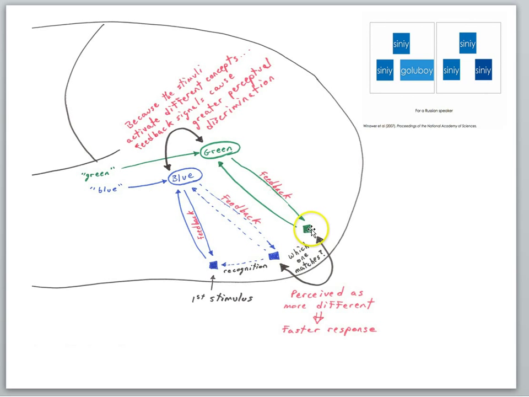That's the argument, that because we have two separate concepts, the feedback from the conceptual areas of the brain to the perceptual areas of the brain is enhancing the discrimination of the two. And with enhanced discrimination of these two tiles, we get faster reaction time. So the way we set it up here, because the stimuli activate different concepts, feedback signals cause greater perceptual discrimination, and so the two are perceived as more different, leading to faster response time.